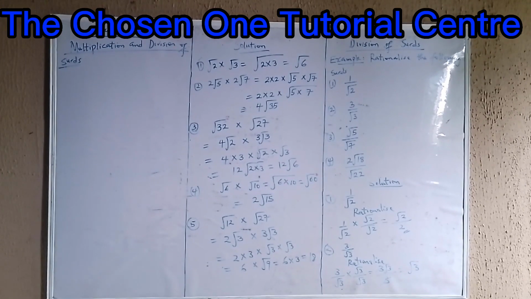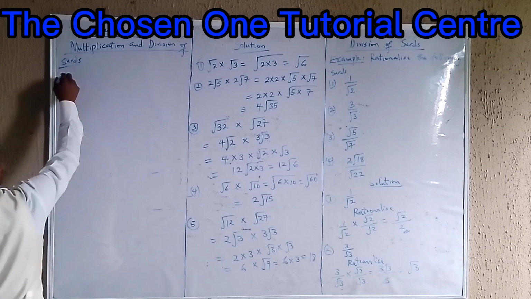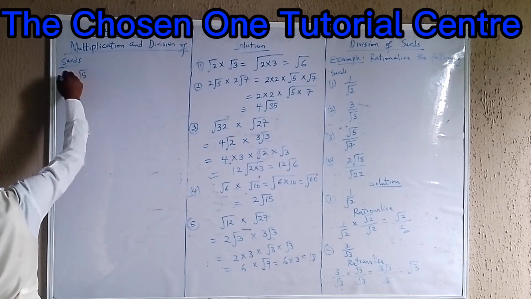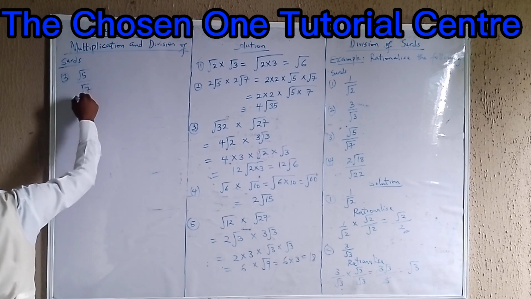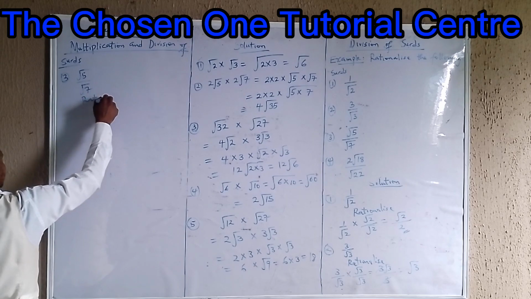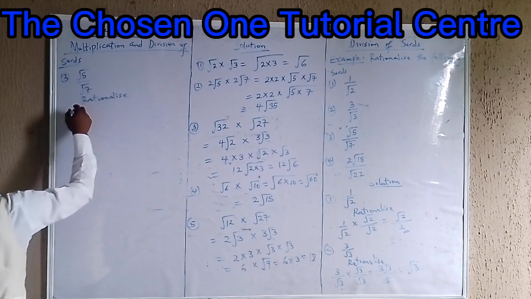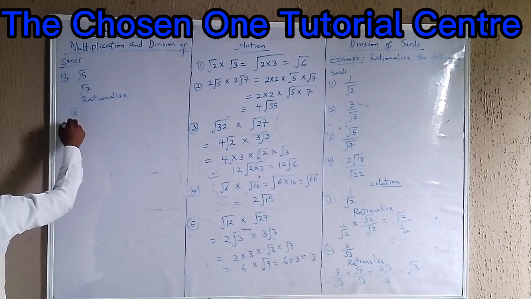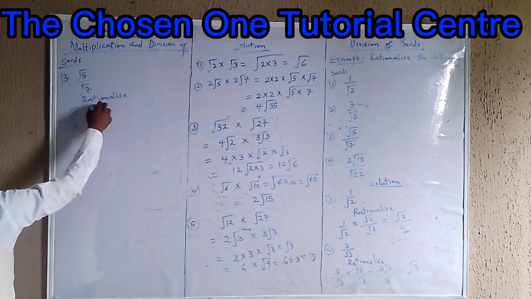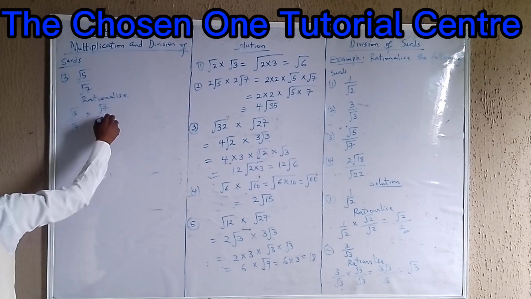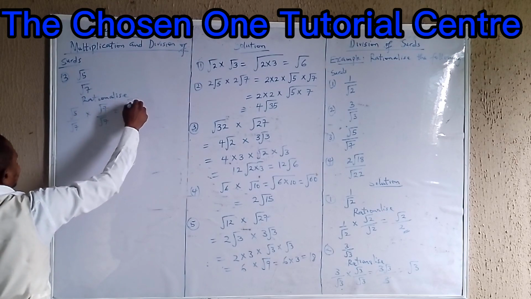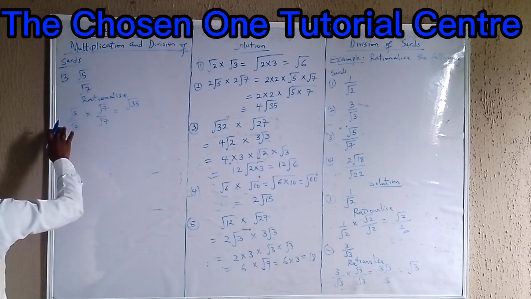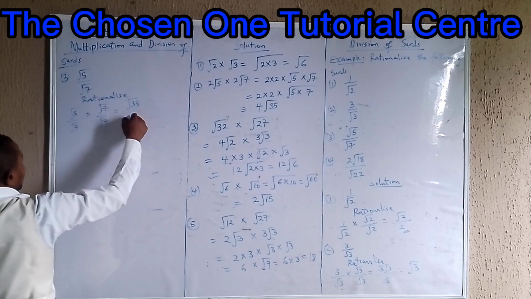Then number 3, we have root 5 over root 7. So we are going to rationalize. And when we rationalize, we are going to have root 5 over root 7 times root 7 over root 7. Therefore, we are going to have root 35, because that is root 5 times root 7. Root 7 times root 7 will give us 7.